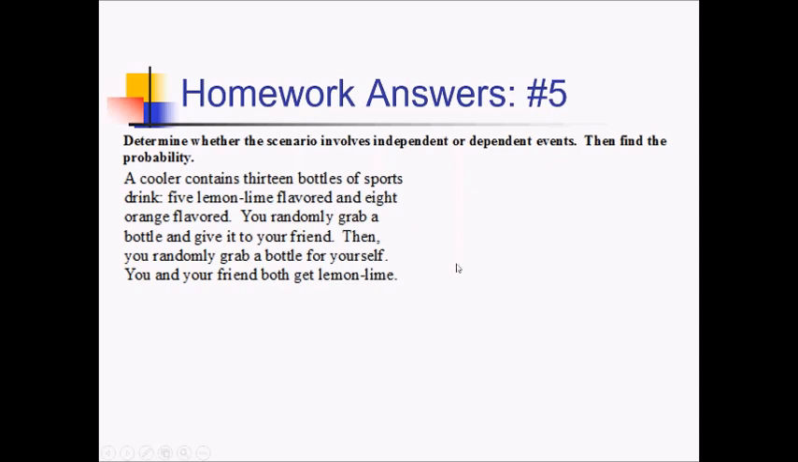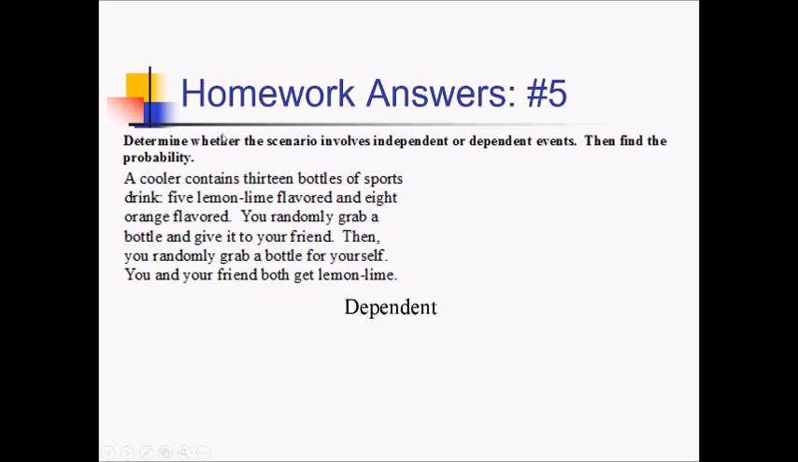For this one, we're trying to figure out if we have independent or dependent events. We've got a cooler with 13 bottles of sports drinks, and we randomly grab one, give it to a friend, and grab one for ourselves. So in terms of independent versus dependent, what you grab for your friend, you can't go ahead and grab that for yourself because you already gave it to your friend. So your first selection is going to affect what you get to pick the second time around, making these dependent events. The second event depends on what you do on the first one.